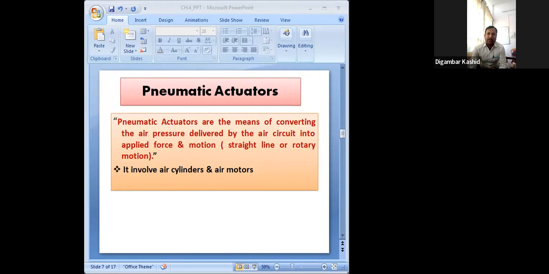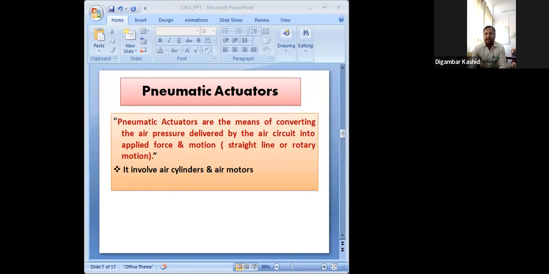Pneumatic actuators are the devices that are used for converting pneumatic energy into mechanical energy. Now, what is that energy? The pressure energy of compressed air, or you can also call it pneumatic energy. It is converted into mechanical energy, which is used to perform the useful work.